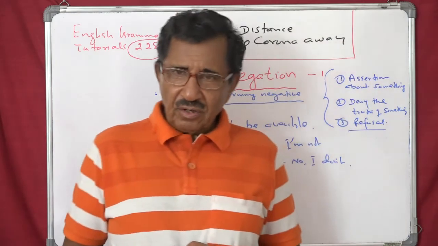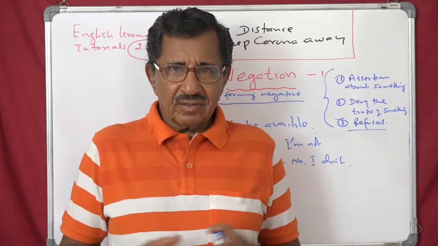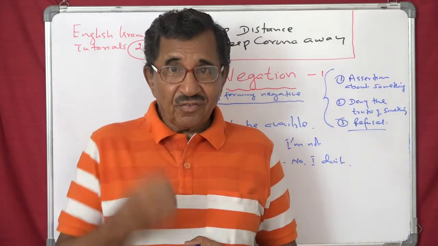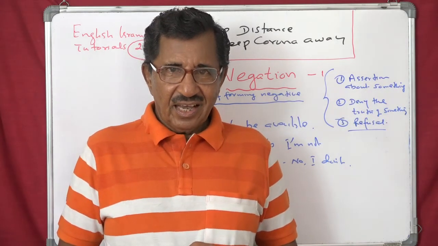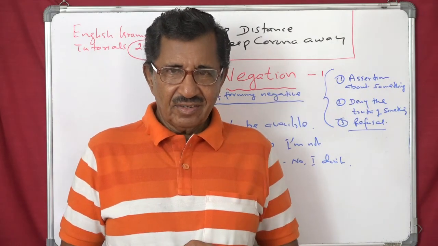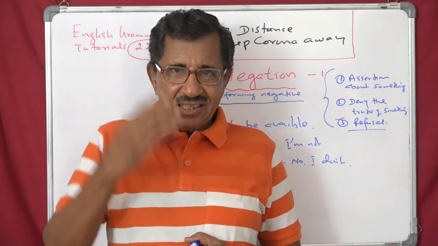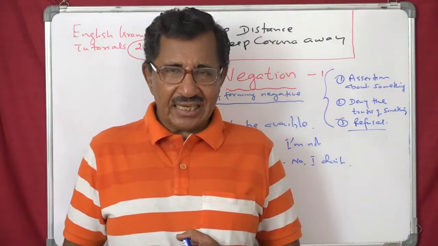If you wish, you can go and join the cricket team. No, I don't want. I'll give permission to go for the film. No, we don't want your permission. Refusal. So these are the ways by which you use negatives.